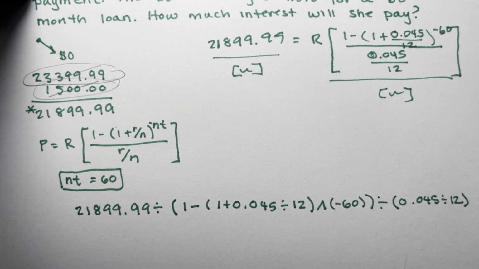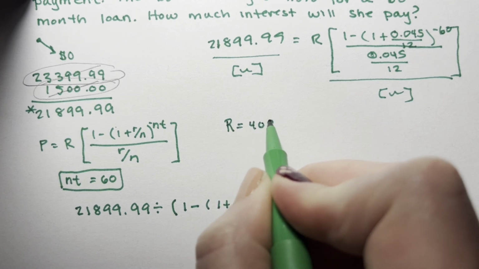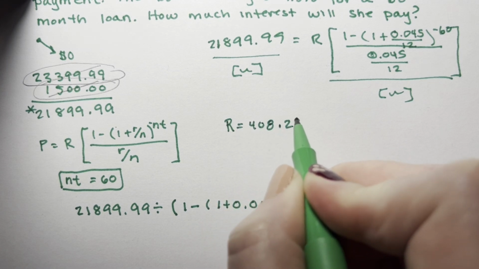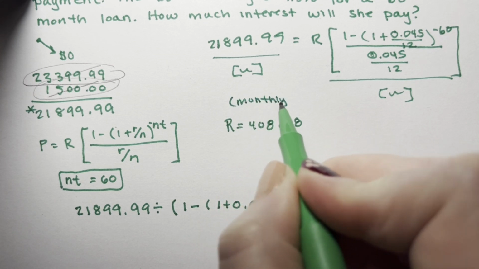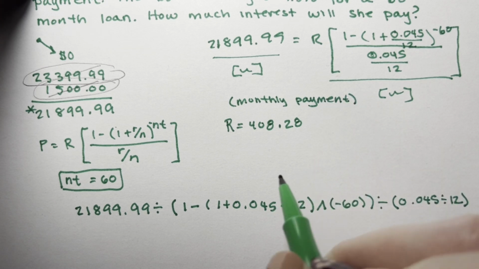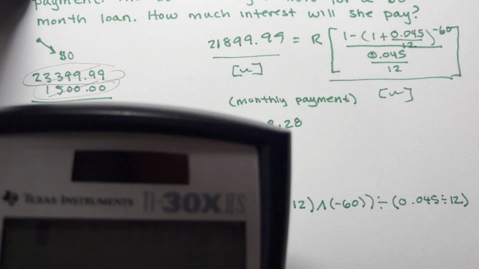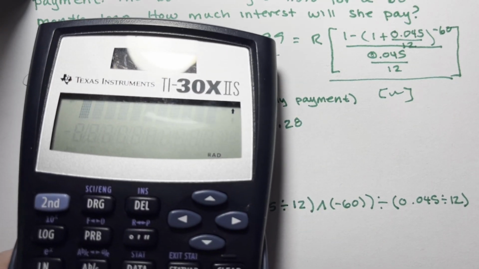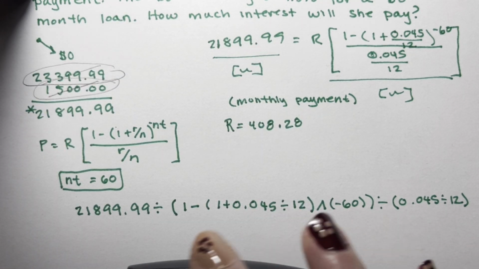So what does this equal? It should say that R equals 408.28. This is the monthly payment. And we'll discuss this more in a second, but I do need to tell you how to do it for a calculator that does not have that fraction, which is what all of this was about.